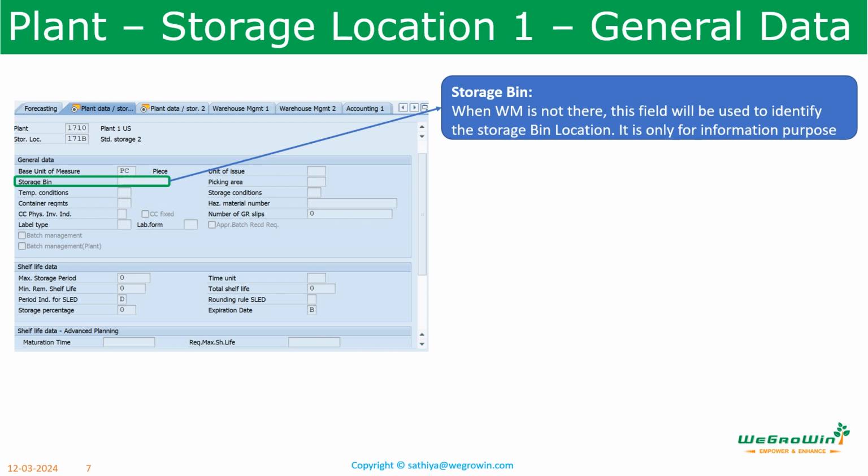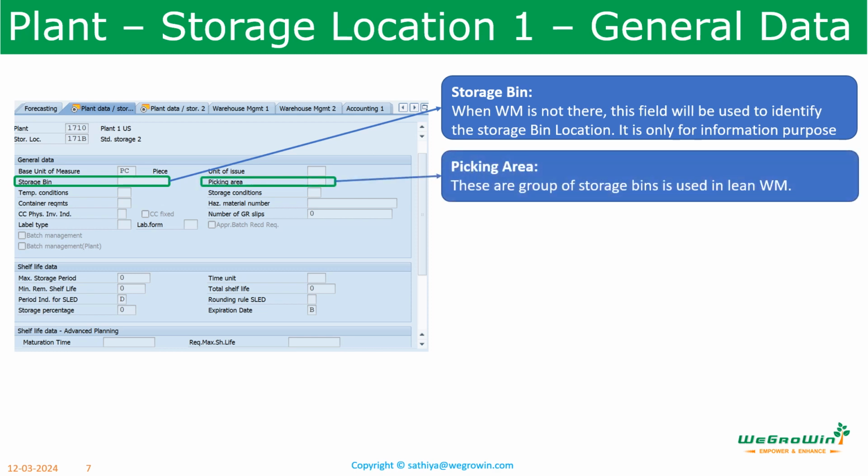But it does not have any functionality like storing material from here, moving material from here, and those kinds of things we cannot do. Please note that only one storage bin can be defined for each material in the storage location. That is also one limitation here. And then picking area. Picking area field represents a group of WM storage bins that are used for picking in lean warehouse management. So when you have integration with the lean, this will be used.